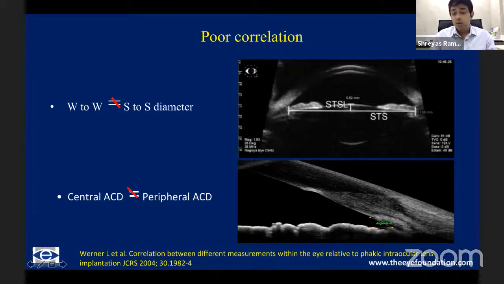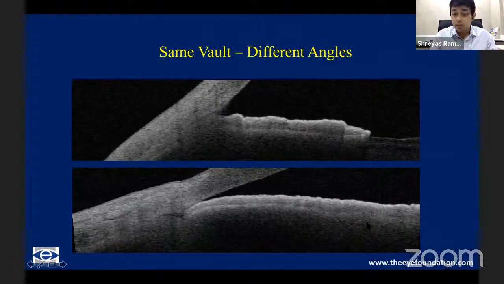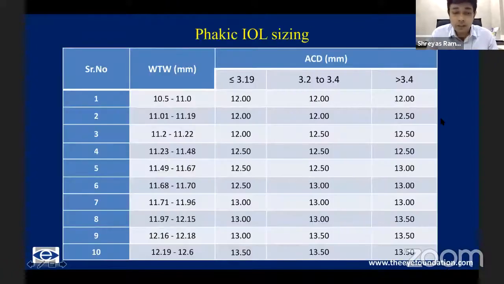So while angle more than 30 degrees has been mentioned, we don't have exact nomograms of what a peripheral AC depth should be. All our cutoffs, 2.8, 3 millimeter, whatever you follow, is all dependent on the central AC depth. And we've also seen that a patient can have the same white to white, same anterior chamber depth, but have different vault measurements due to various other factors. At the same time, having a similar vault, one patient can have a narrow angle and another a wide open angle. So same vault, but different angles. These are some of the limitations that we have day to day.